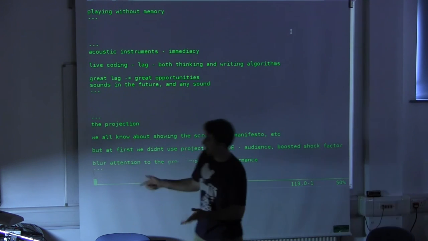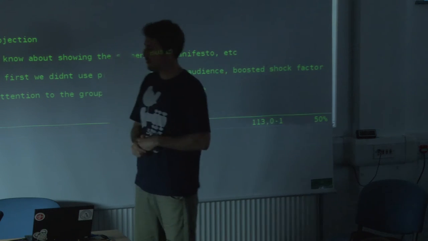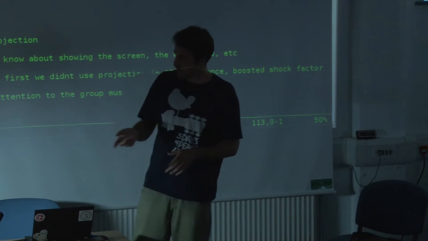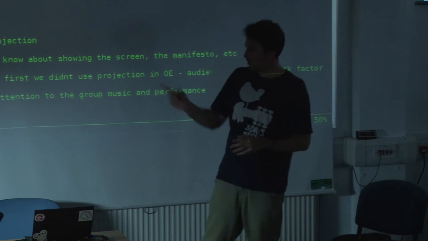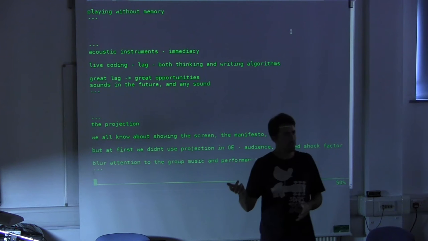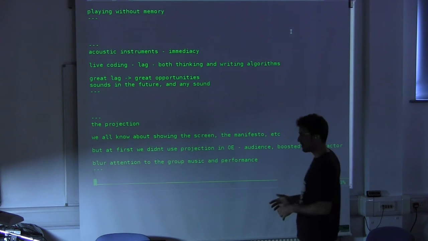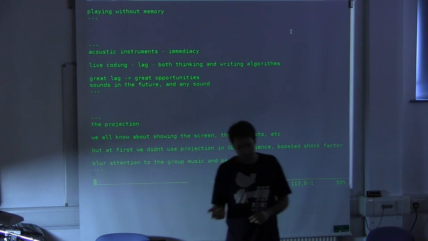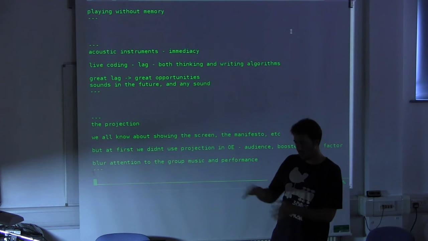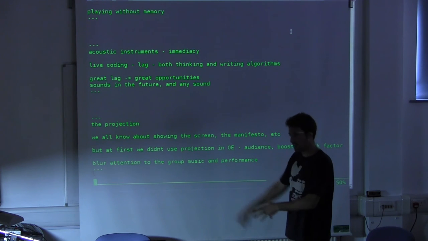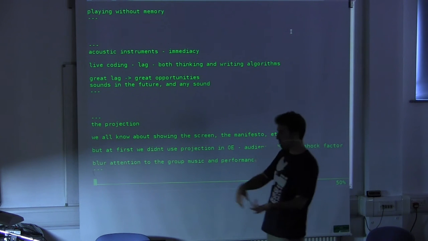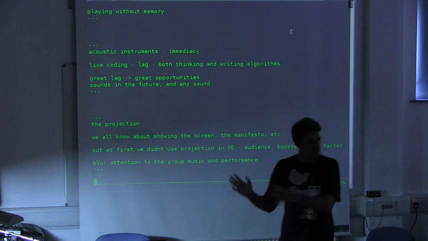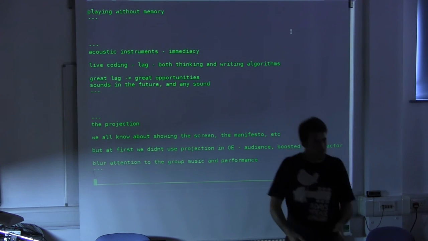So the projection itself, we all know about this showing-the-screen thing, the manifesto and stuff. But at first we didn't use projection in the orchestra. Oh, by the way, it's called Orchestra Errante, which comes from the word for error in Portuguese. Our audience is usually really not used to anything that's not acoustic instruments, so projecting the screen, in our opinion, would blur all the attention to the group performance. It wouldn't be a problem, but it would blur the attention to the music.